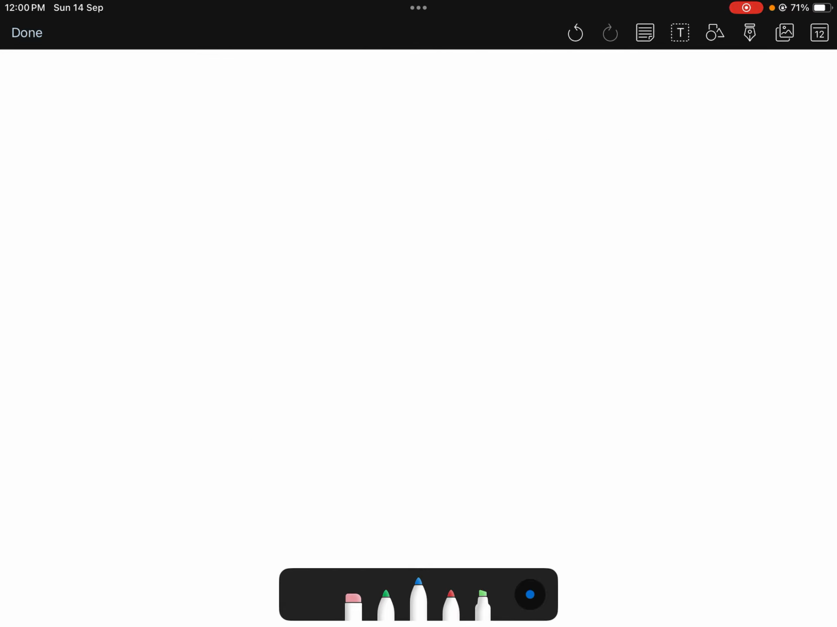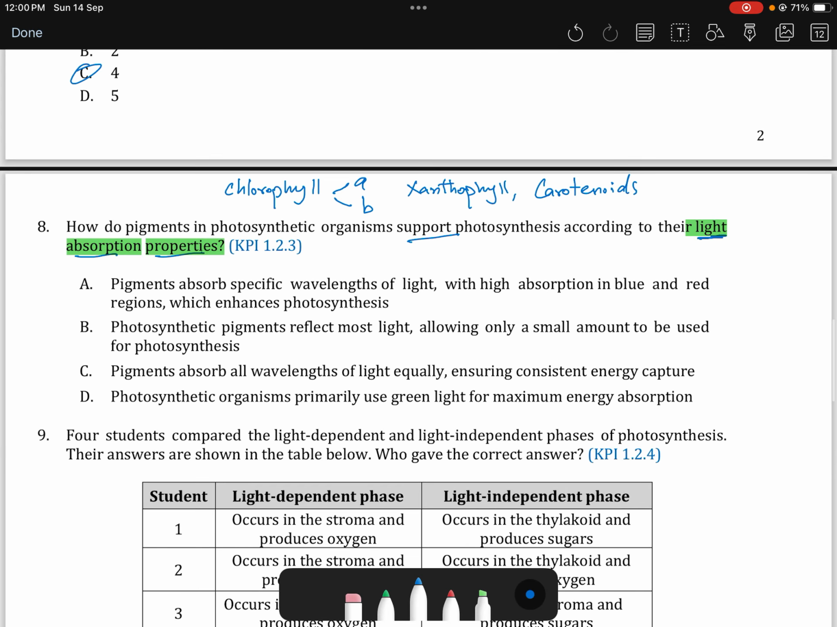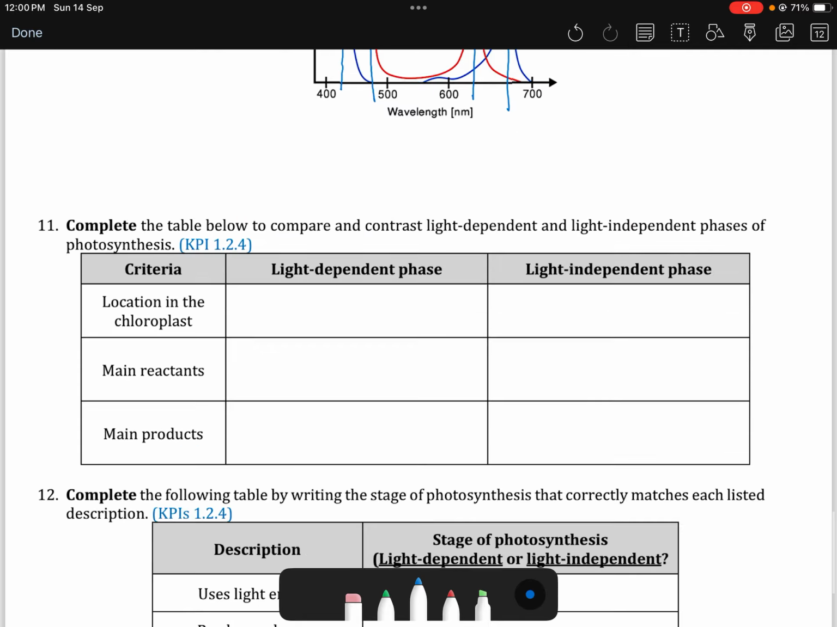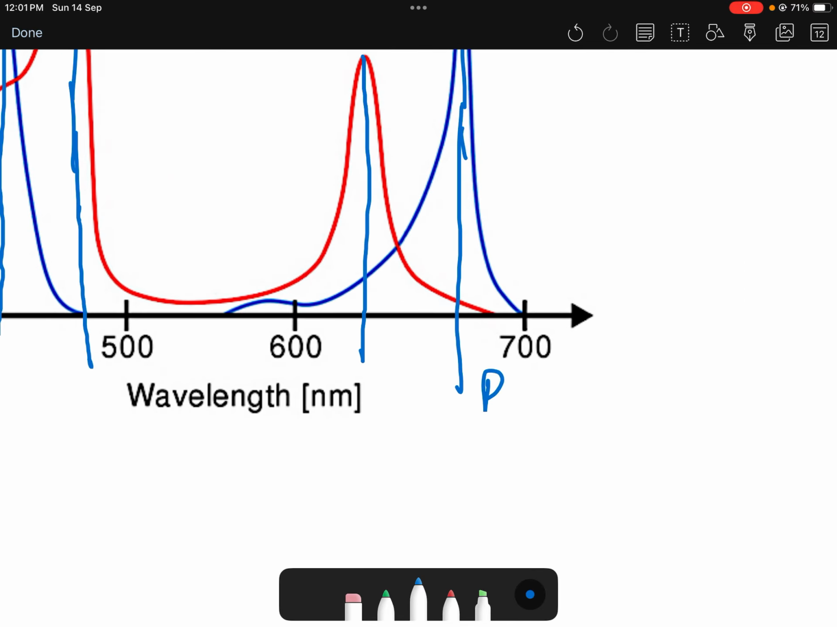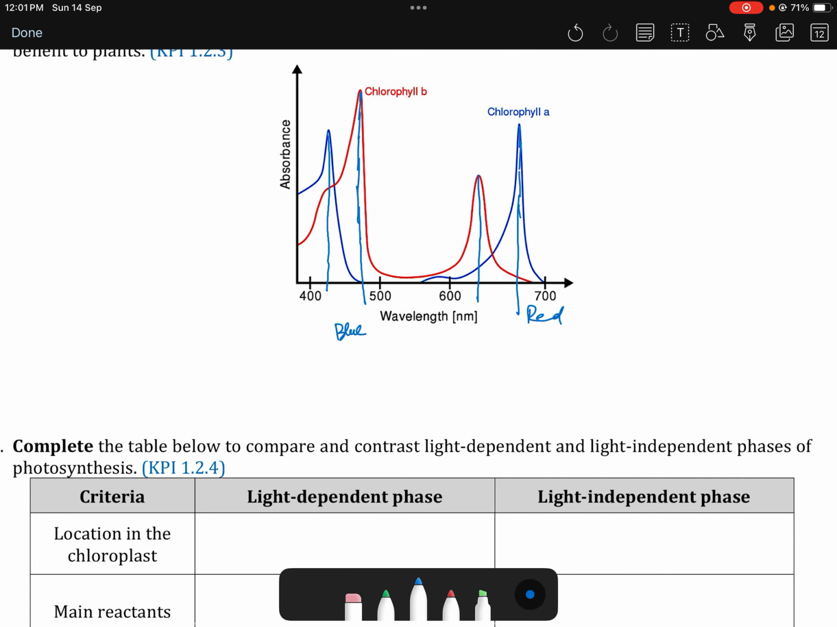They don't absorb all the lights. This is the same case for every pigment. So pigments absorb specific wavelengths of light, with high absorption in the blue and red regions. We already know from here, this area is the red region and this area is the blue region, based on VIBGYOR: violet, indigo, blue, green, yellow, orange, red. So this is the red region, this is the blue region.